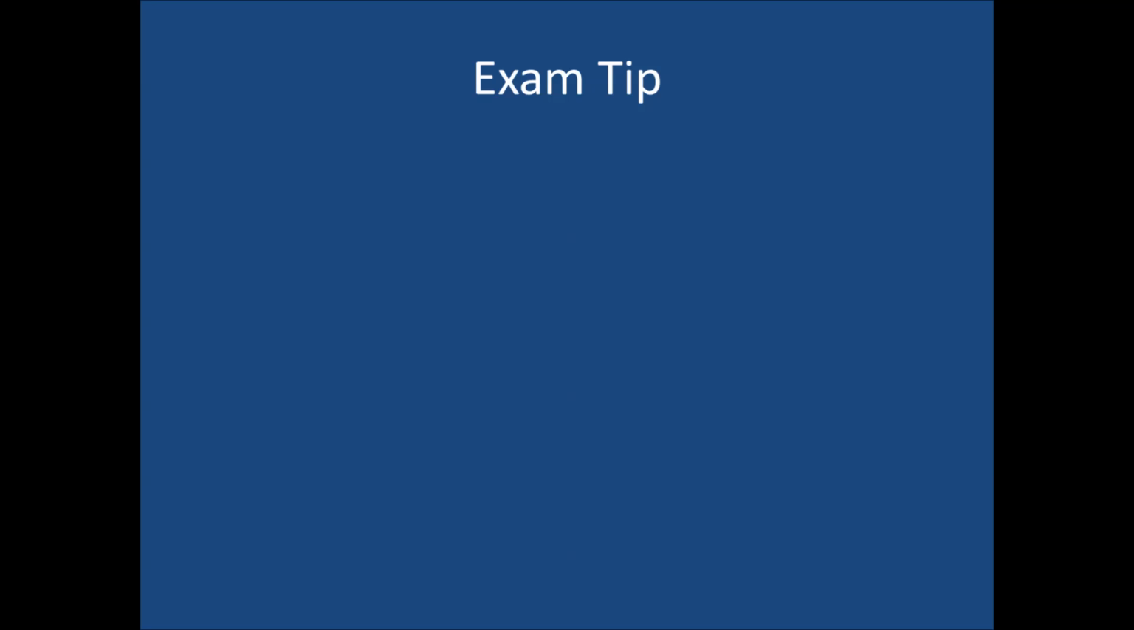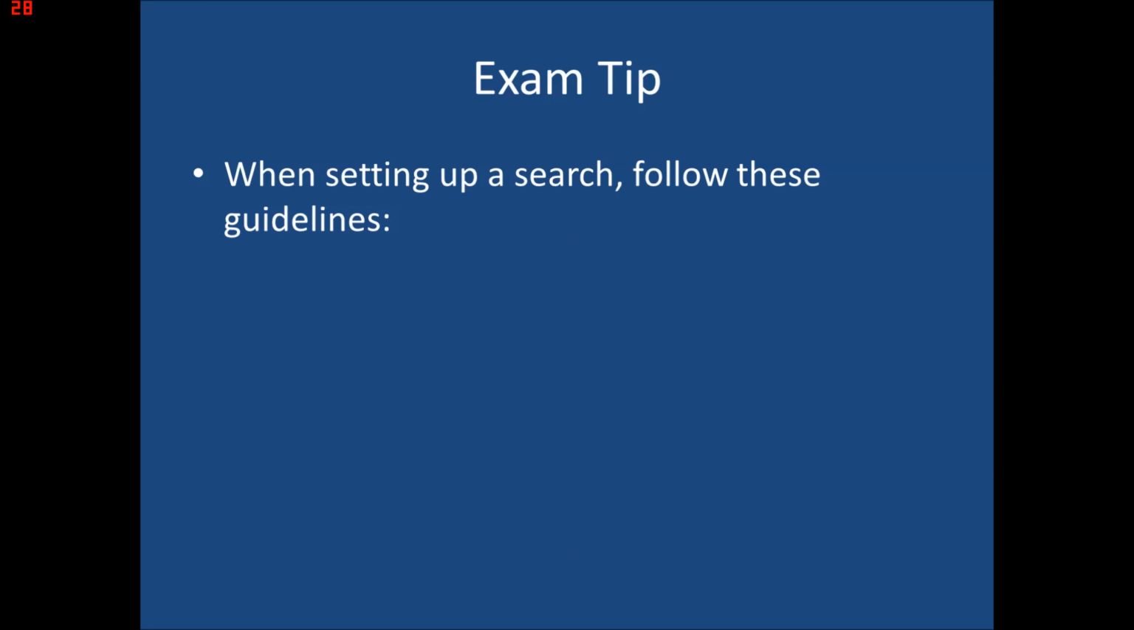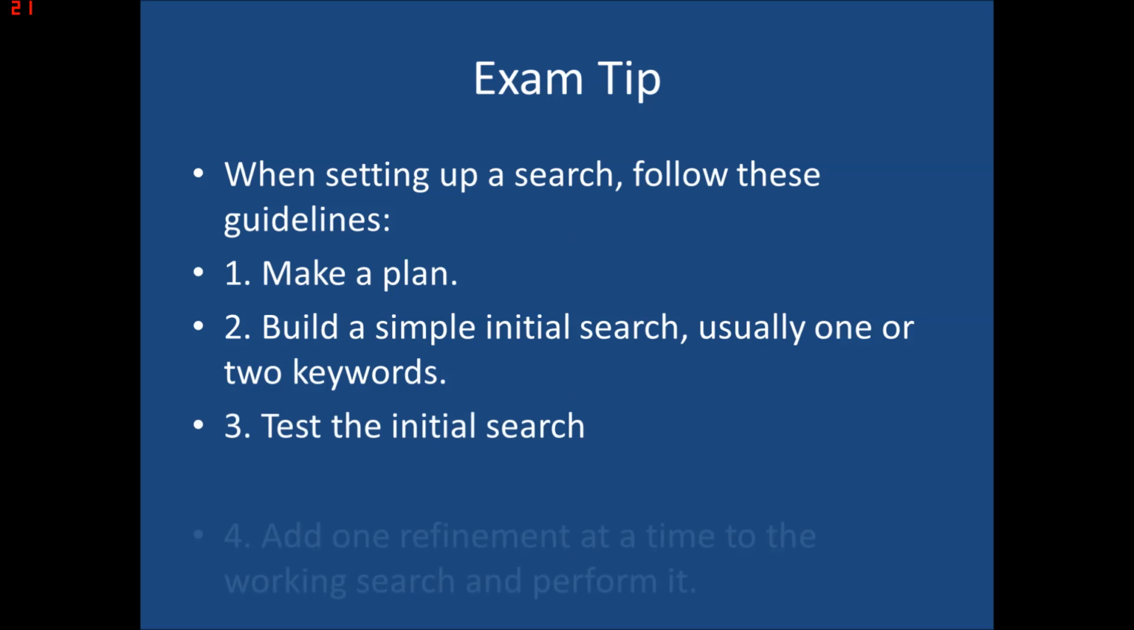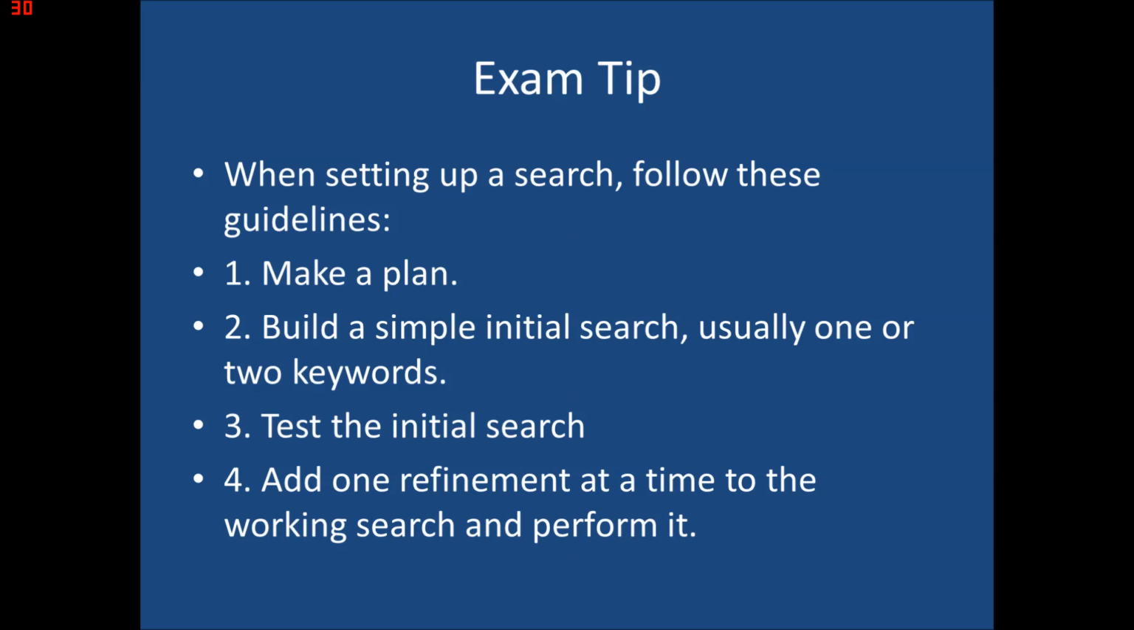This is just setting up search. So if they ask you to set up search, just follow these guidelines. Make a plan. Build a simple initial search, usually 1 or 2 keywords. Test the initial search. Add one refinement at a time to work in search and perform it. So that's basically saying if you want to search for headphones, you can put headphones black, then you can expand it to Beats or whatever.